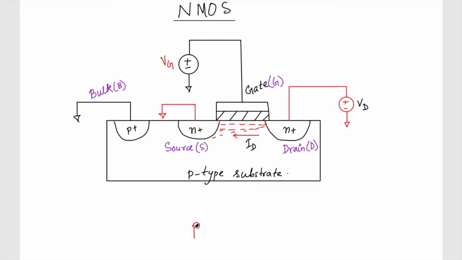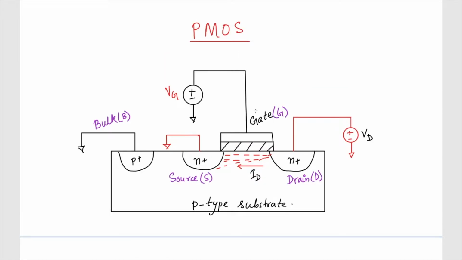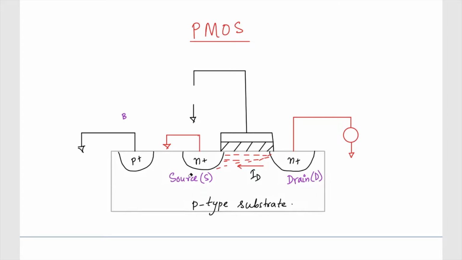In case of the PMOS, everything will get inverted. Everything will get reversed, so the N will become P and P will become N. So this is my PMOS. For the time being, let's not apply any voltage here. Of course, this also should have a bulk terminal, and of course there will be source and drain.